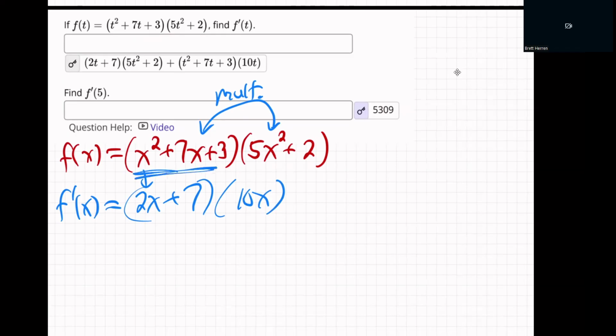You can't just take the derivative of this piece and take the derivative of that piece. It's not all good and done. It's actually not right. It's not true. You can't do that. What's the rule?